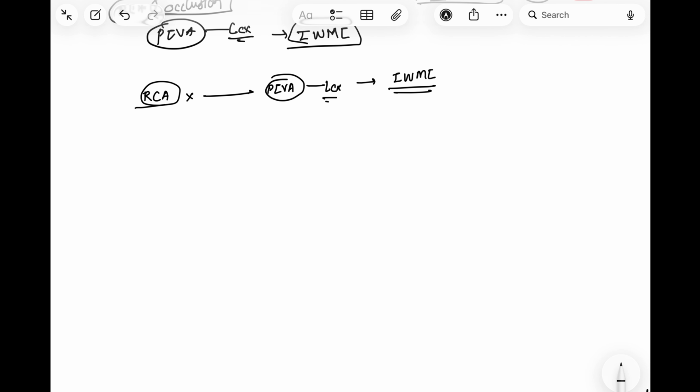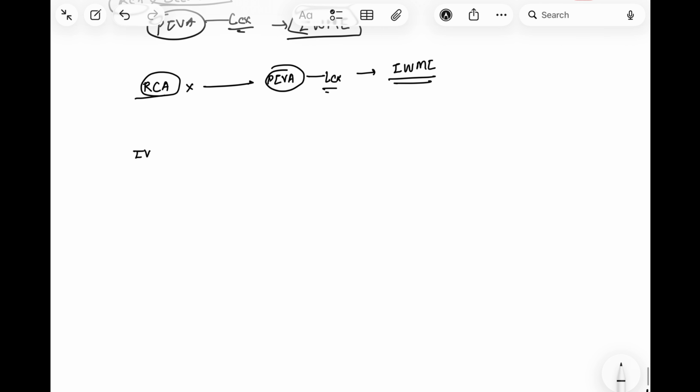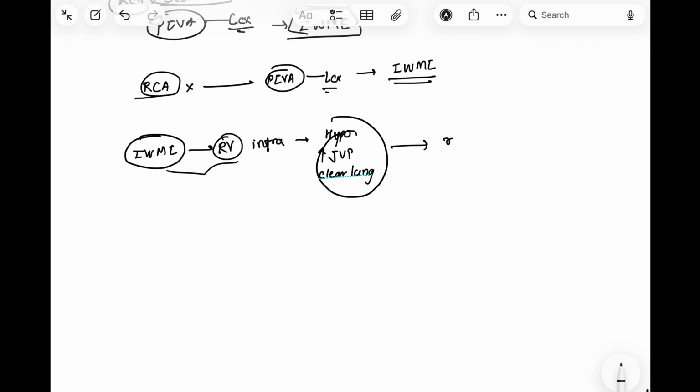Now there is a clinical aspect that we need to understand about inferior wall MI: it is associated with right ventricular infarction. In this case, there is hypotension, increased JVP, and clear lung fields. So this MI responds to fluid. We need to avoid NTG in this particular MI. This is the only MI in which we can give fluid to resuscitate in hypotension.